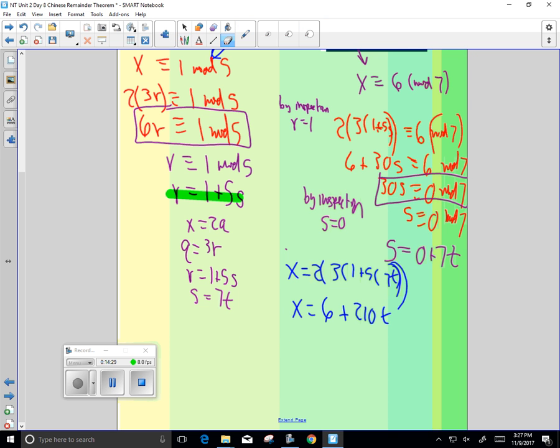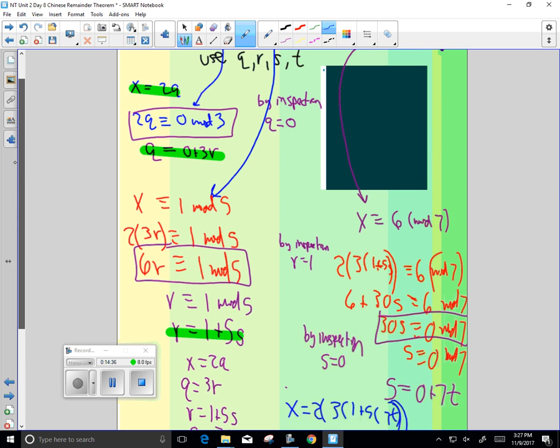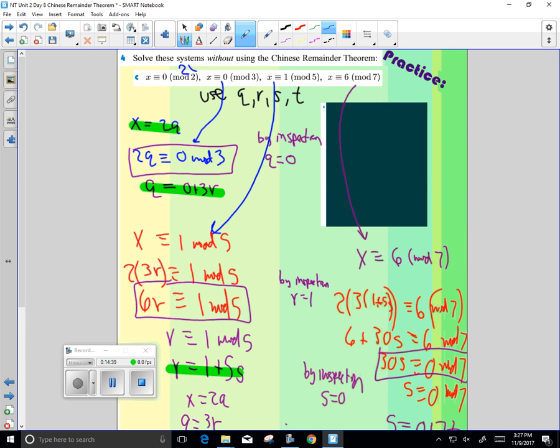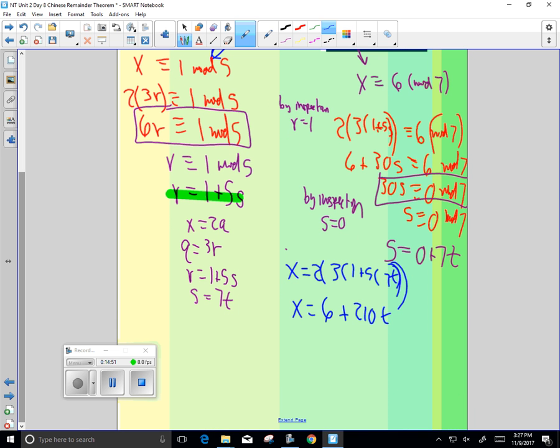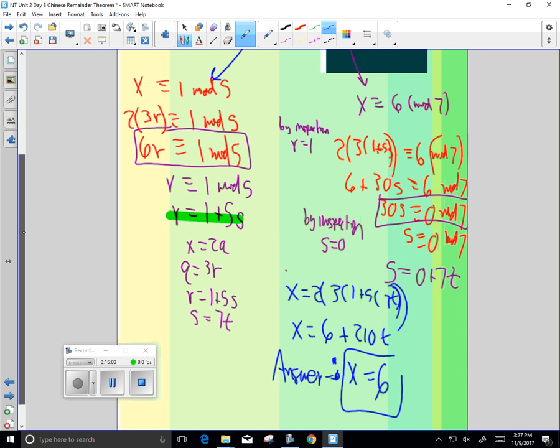So without doing the Chinese remainder theorem, which, by the way, if we multiplied 2 times 3 times 5 times 7, what's that M going to be? 6 times 35 is 210. That's my big M, and that's the big M down here, and my answer is going to be x equal to 6. No way does that work.